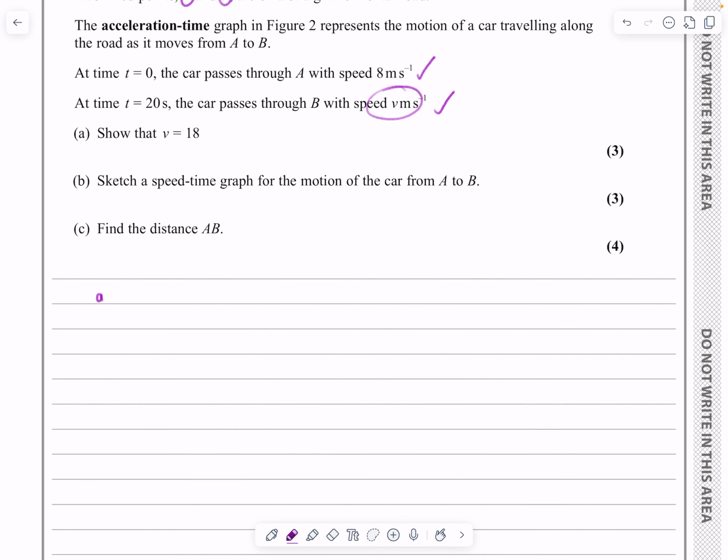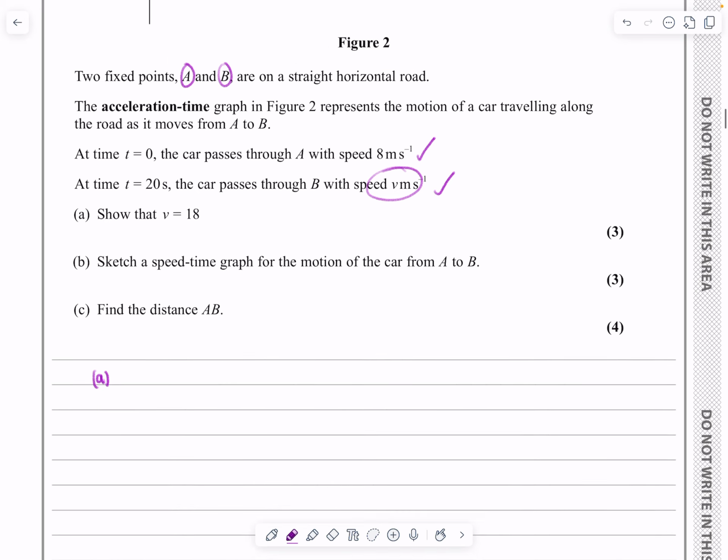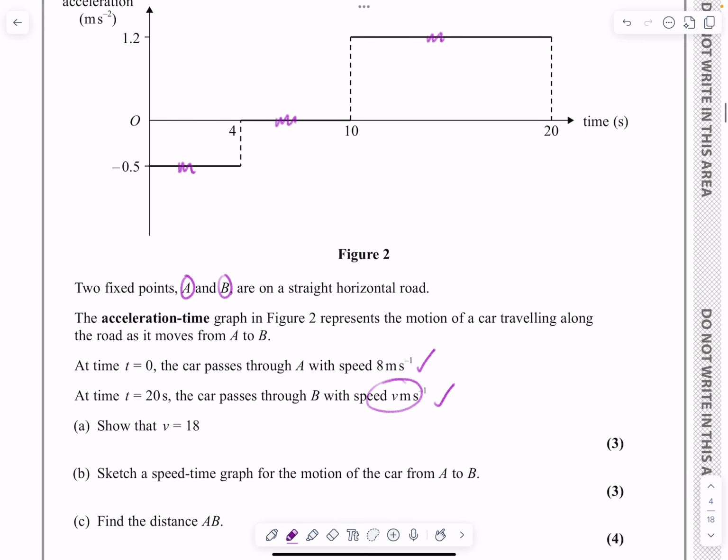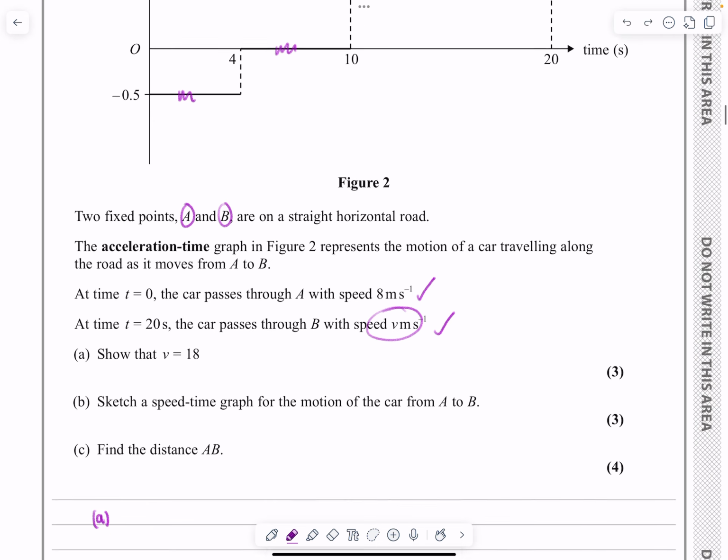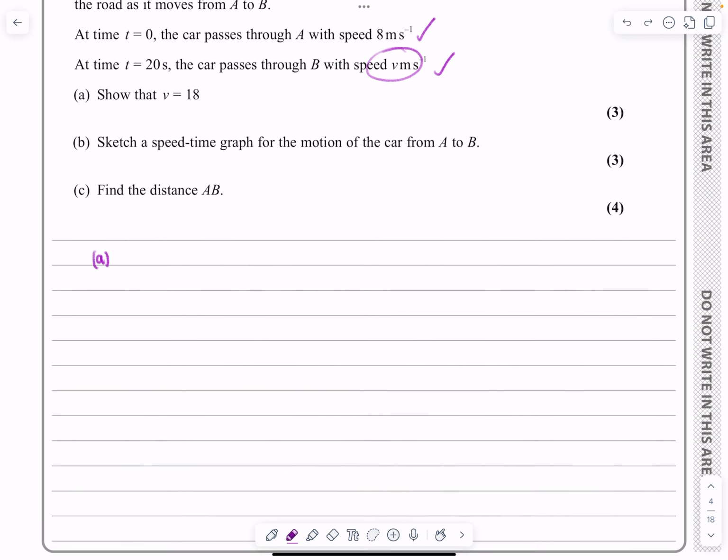What I need to do then is to think about this as a journey in 3 parts, from 0 to 4 seconds, 4 to 10 seconds, and then 10 to 20. So let's set up our SUVAT for our first 4 seconds. Make it clear to the examiner. T equals 0 to 4 seconds.